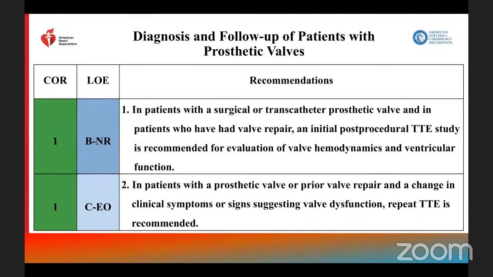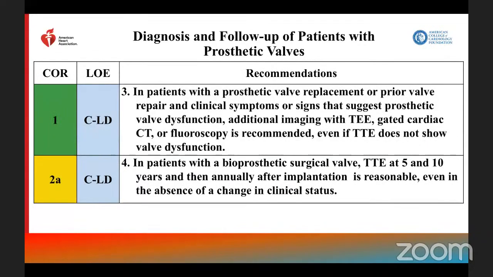For diagnosis and follow-up of patients with prosthetic valves, in patients with a surgical or transcatheter prosthetic valve and in patients who have had valve repair, initial post-operative transthoracic echo is recommended for evaluation of valve hemodynamics and ventricular function. It's a class 1. And in patients with a prosthetic valve or prior valve repair and a change in clinical symptoms or signs suggesting valve dysfunction, repeat transthoracic echo is recommended as a class 1. In patients with prosthetic valve replacement or prior valve repair and clinical symptoms or signs that suggest prosthetic valve dysfunction, additional imaging with transesophageal echo, gated cardiac CT, or fluoroscopy is recommended, even if the transthoracic echo does not show a valve dysfunction. It's a class 1.